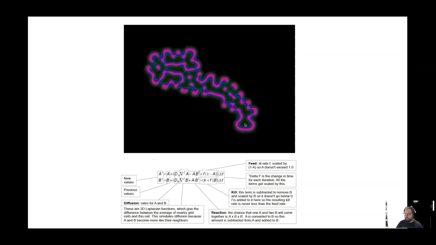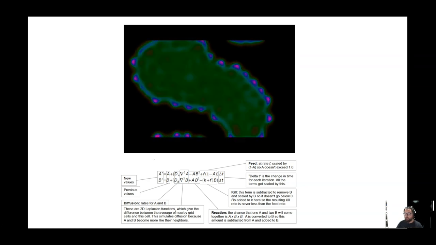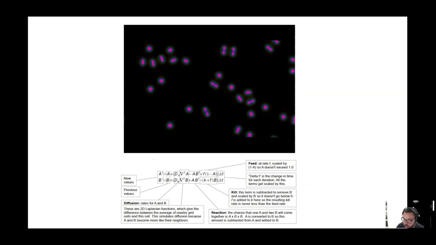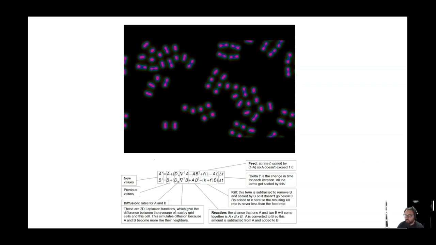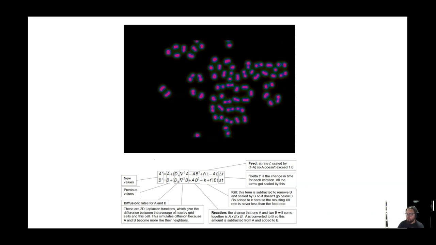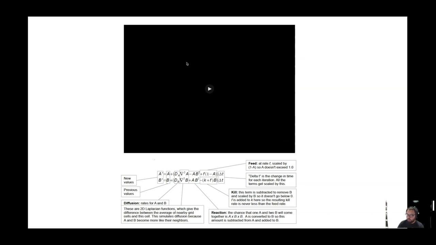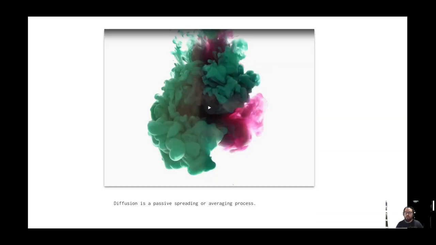And part of the parameters of these equations are, for example, the feed rate, right? How do you feed one component into this simulation? The delta is the change in time for each iteration. The kill is subtracted to remove B, the second component. And the reactions basically are the chance that A and 2B will become together as A times B squared, B is converted, and A is converted to B, right? How this is explained, we will see happening in a minute.